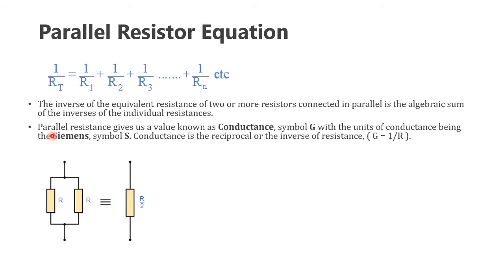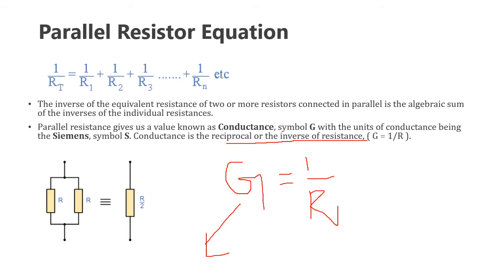And also another note is parallel resistance gives us a value known as conductance, symbol G, with the unit of conductance being the Siemens. The symbol is S. Here conductance G will be equal to the reciprocal or the inverse of the resistance. The unit of the conductance will be Siemens.